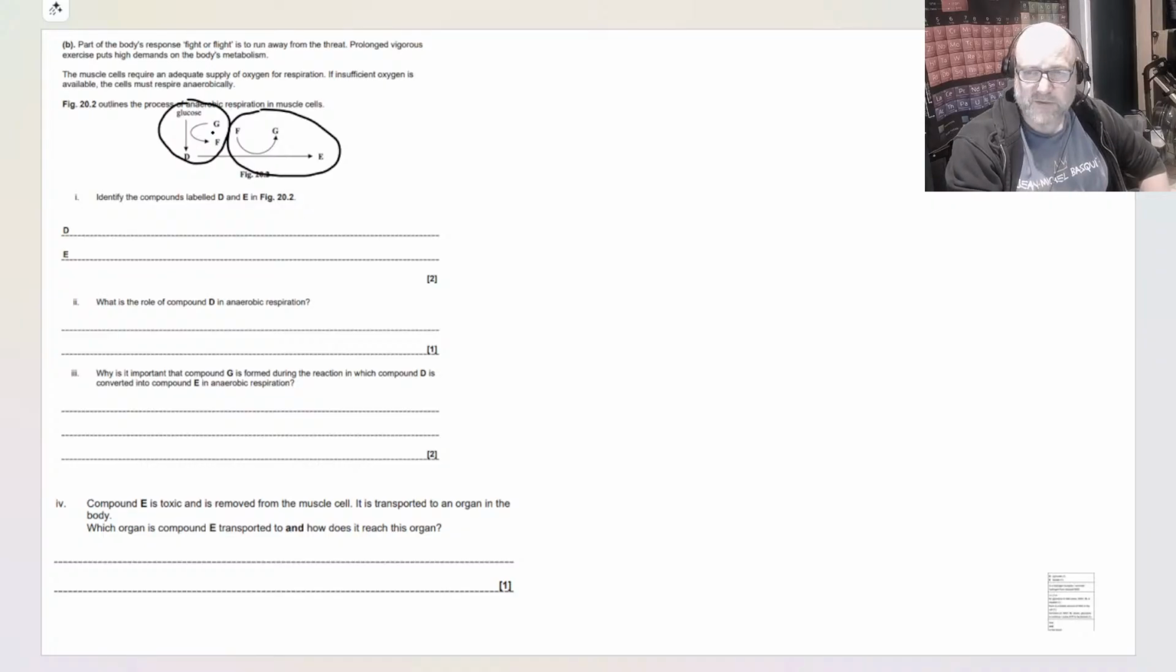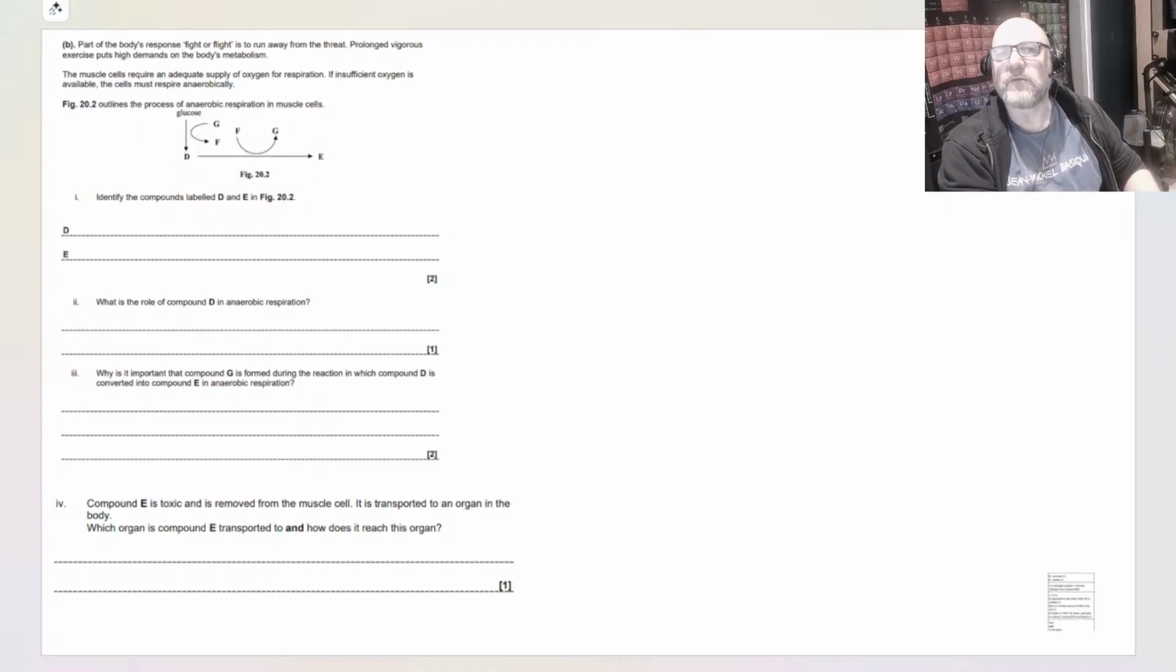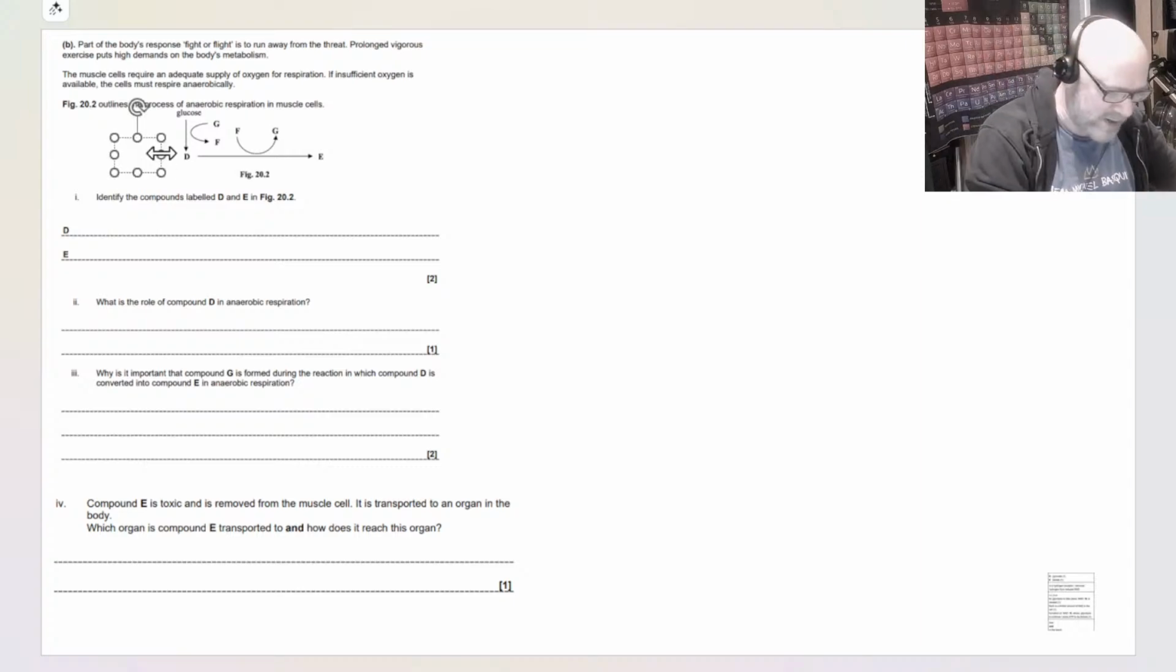First half, right? The phosphorylation into hexose bisphosphate or 2-triose phosphate. And then I'm thinking the ADP in the second half of glycolysis gets converted back. But this says outlines the process of anaerobic respiration. Now, what do we know about anaerobic respiration? So I may have got this bit wrong. Well, luckily I've got the answers here.